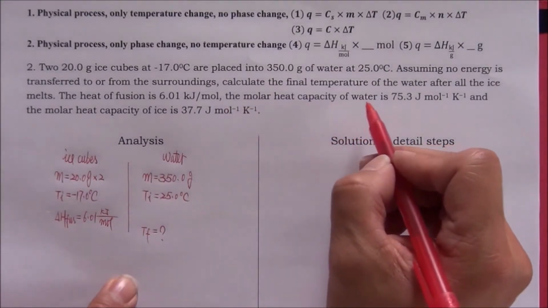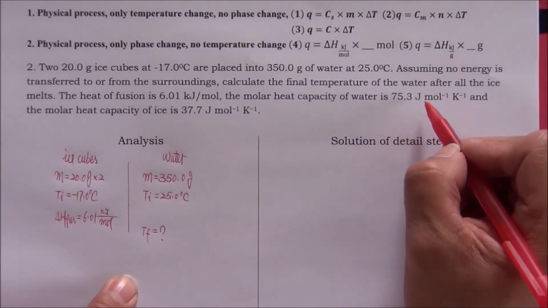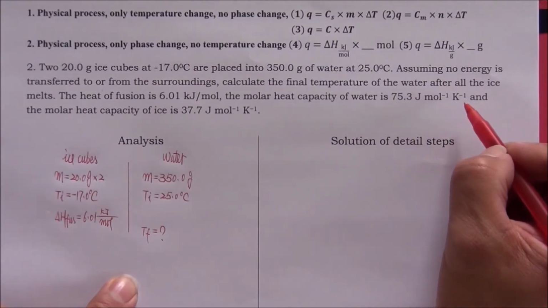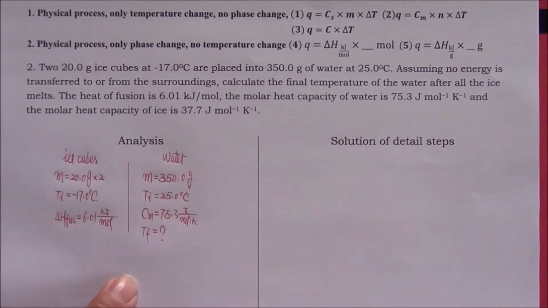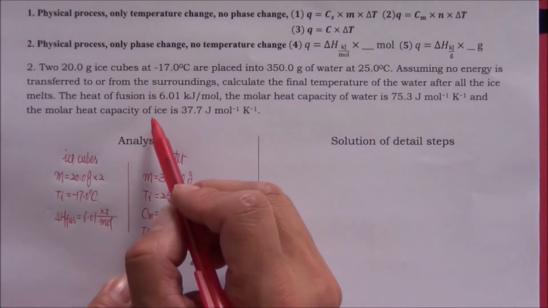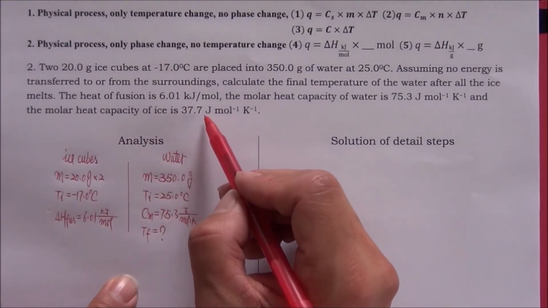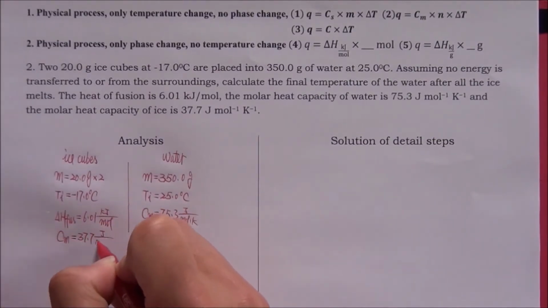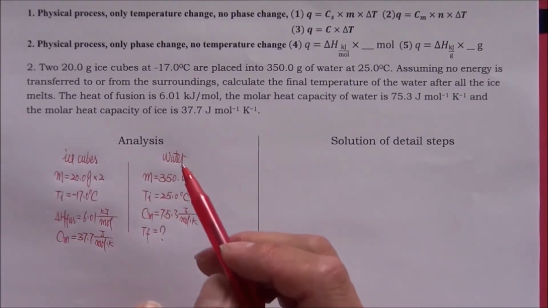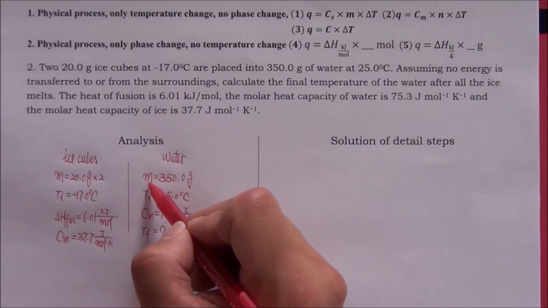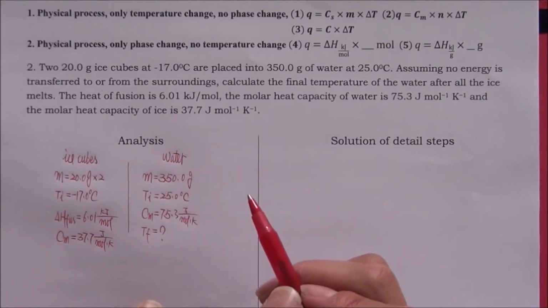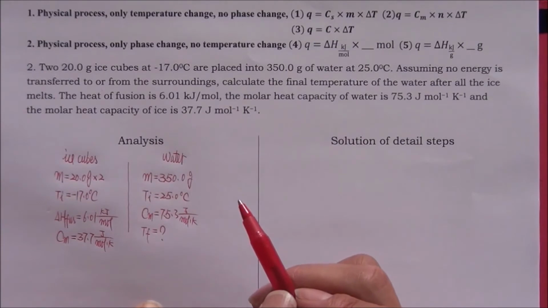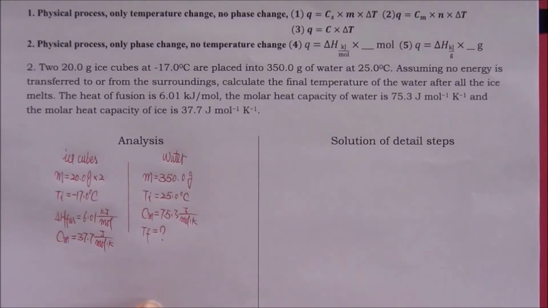The molar heat capacity of water is 75.3 joule per mole per Kelvin. And the molar heat capacity of ice is 37.7 joule per mole per Kelvin. As you may have already noticed, I assign a symbol to every number and its unit. This will help us to find the right equation to use, because all the equations contain symbols, not numbers.